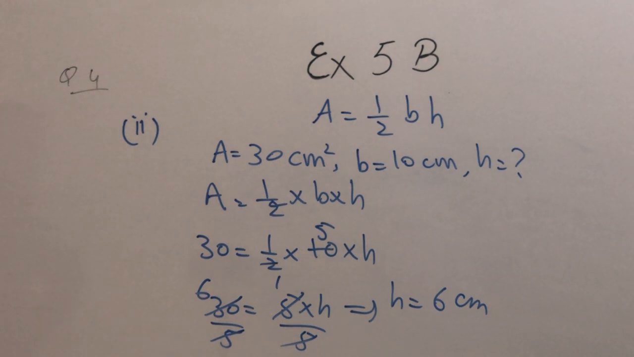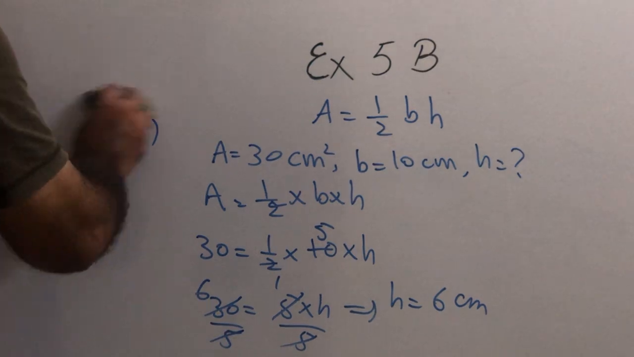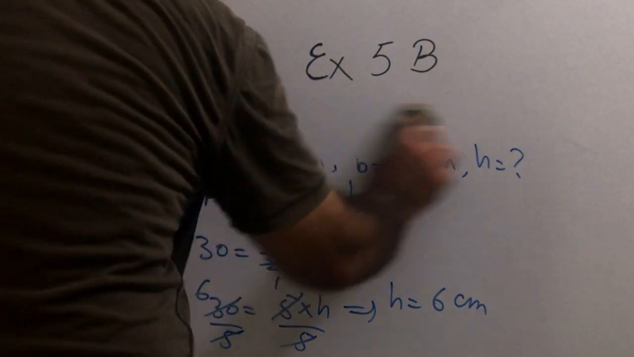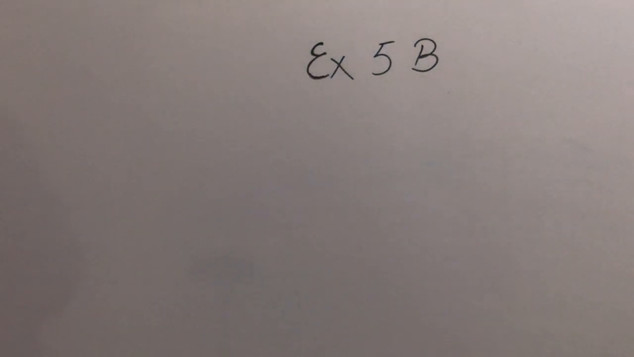It was very simple. That equation A is equal to half into B into H, the area for a triangle, was given. B was base, H was height. In part 2, A was given as 30 cm square and B was given as 10 centimeter, and we were supposed to find the height. We just plugged in the values of area and base in the equation, simplified and got the answer. H is equal to 6 centimeter. So this was all about question number 4. All the questions of this exercise are of the same style, so it's easy for you to do.